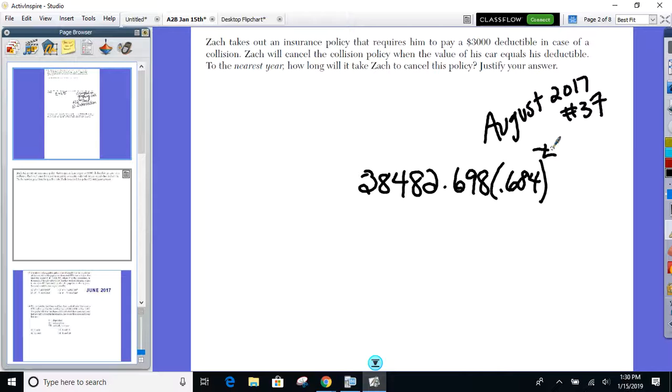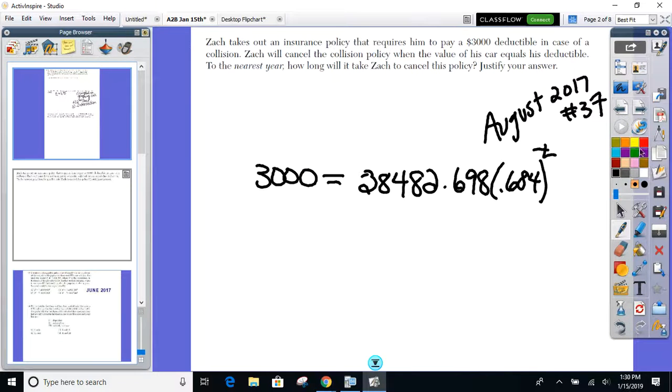Equals deductible. What's the deductible amount? When does this equal 3,000? Geez, how many of these have we solved, right? When is the deductible 3,000 equal to the value of the car, V of T? All right, I'm going to turn it over to you guys. Where are we going?